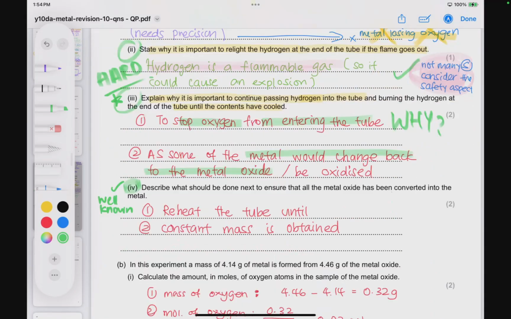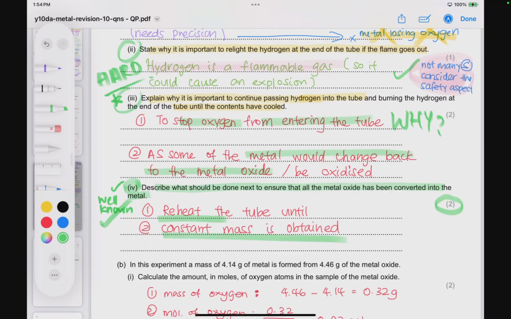But for part 4, we are supposed to describe what should be done next to ensure all the metal oxide has been converted to metal. This is quite well done because most students would have memorized this answer. Okay, you want to make sure that the reaction is complete. You want to reheat until you obtain a constant mass.